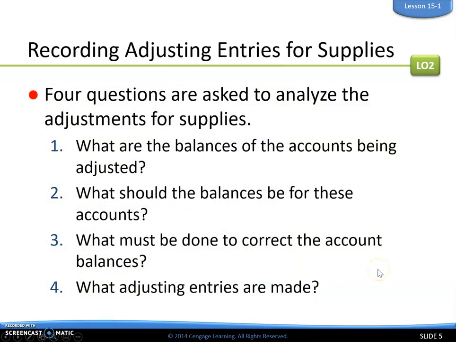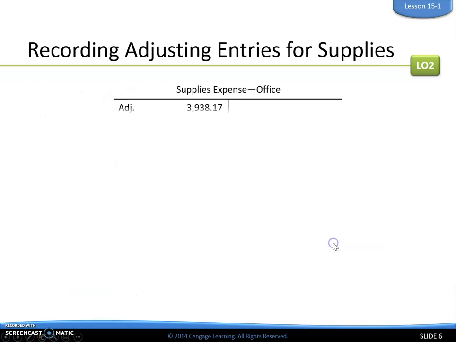There are four questions that we ask when we analyze adjustments for supplies. Our first question is, what are the balances of the accounts being adjusted? What should the balances be for these accounts? What must be done to correct the account balances? And then what adjusting entries are going to be made?